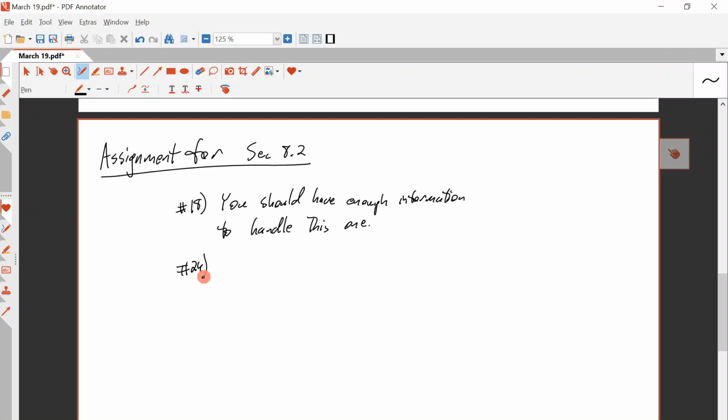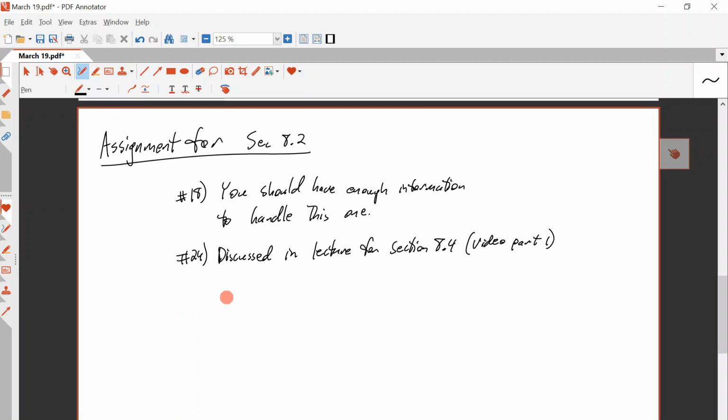Number 24, this was discussed Tuesday. Well, it's discussed in the lecture for section 8.4. We discussed exactly this problem and how to solve it. So if you want to look at the video, it's the lecture for section 8.4, video part 1. And we'll do part 2 of that today.